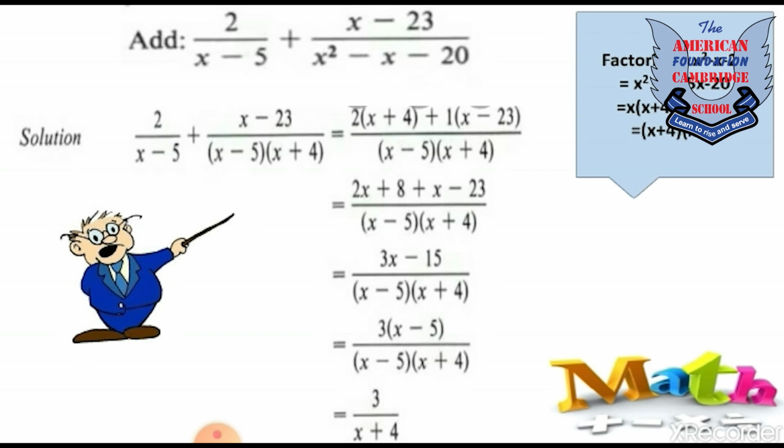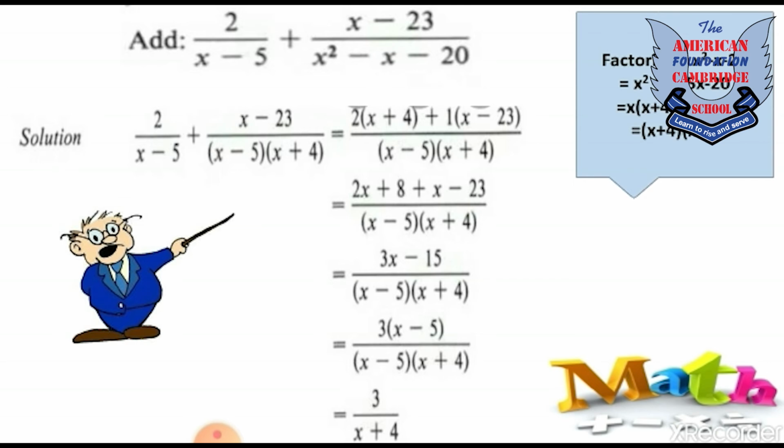For that you have to multiply the numerator and denominator of the first fraction by x plus 4. After that you can combine both the fractions into a single fraction and solve their numerators. Open the brackets. In the second step, 2 multiplied by x will be equal to 2x, 2 into 4 will be equal to 8, plus 1 into x will be equal to x, minus 1 into 23 will be equal to minus 23. Solve the like terms.